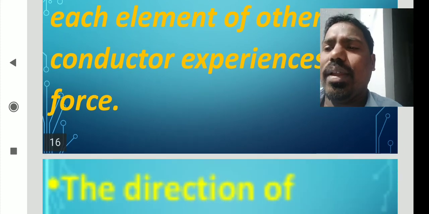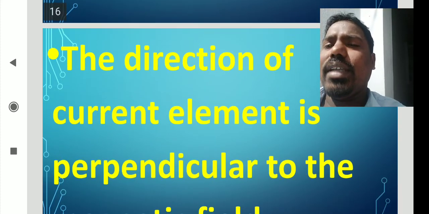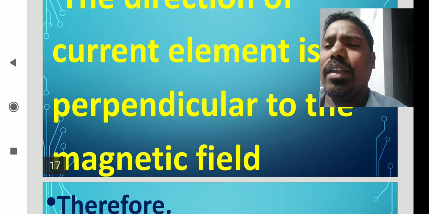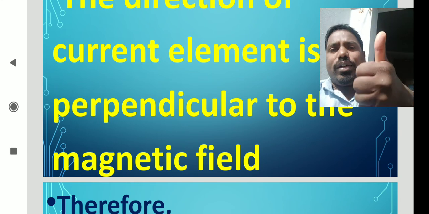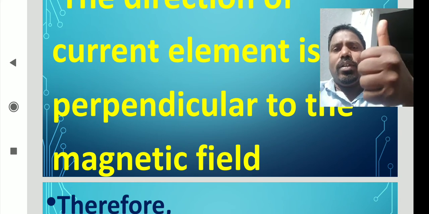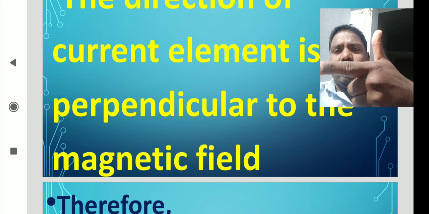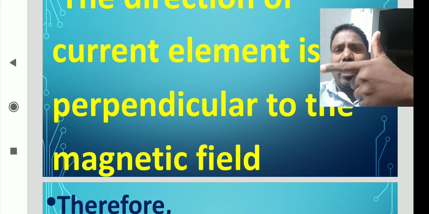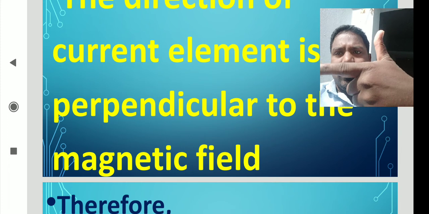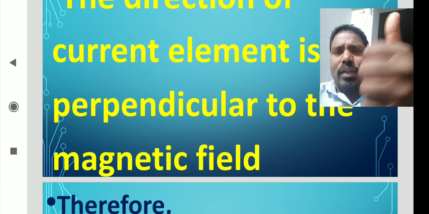The direction of the current element is perpendicular to the magnetic field. We already discussed this according to Maxwell's right hand rule. There is a right angle, which means a perpendicular angle exists between B and I.